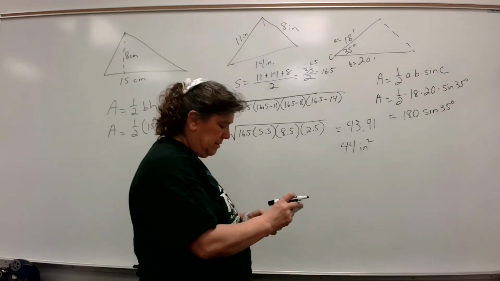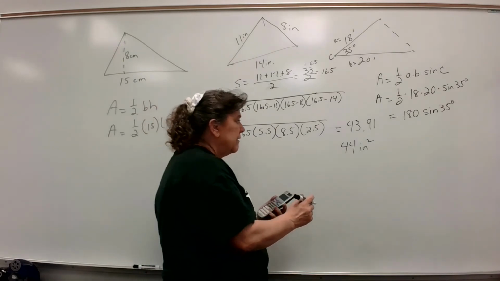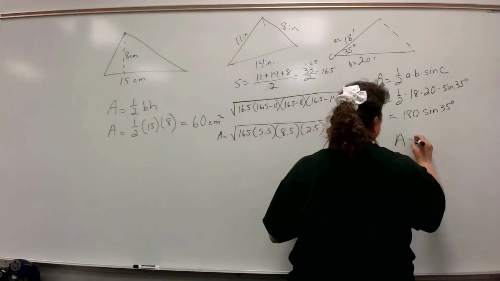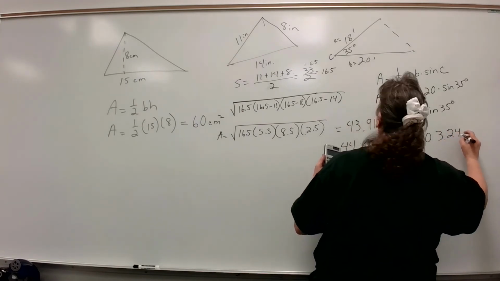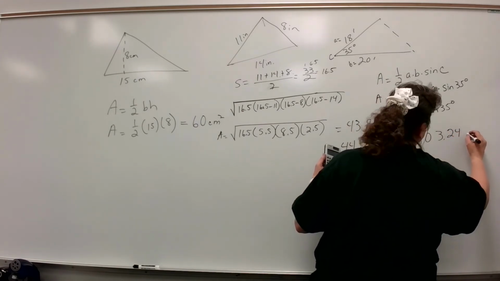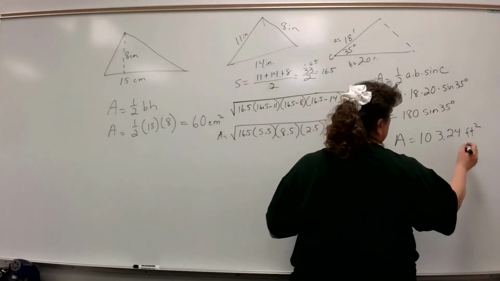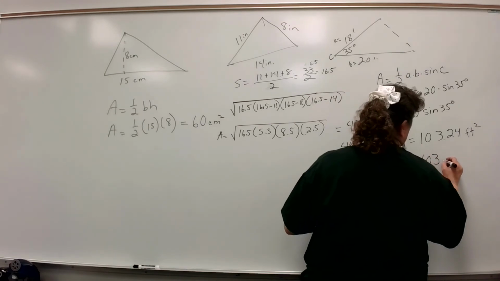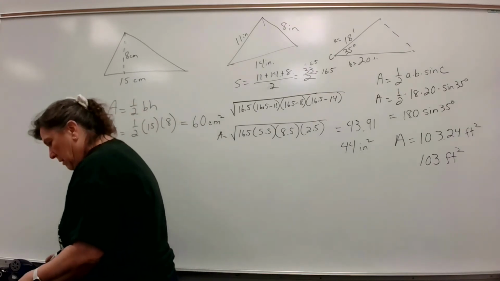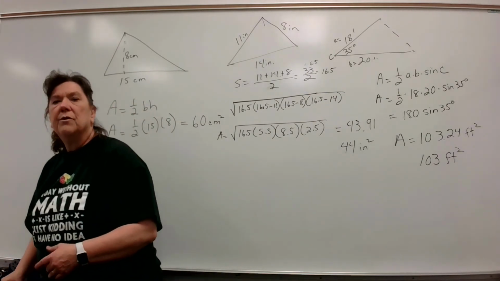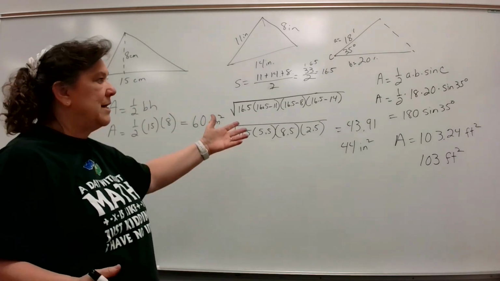180 times sine 35 gives me area is equal to 103.24 feet squared. Be sure to look at what your unit of measure is, or if they want the closest whole number, 103 square feet. So there you go. You have 3 different methods now for calculating the area, and that's it.